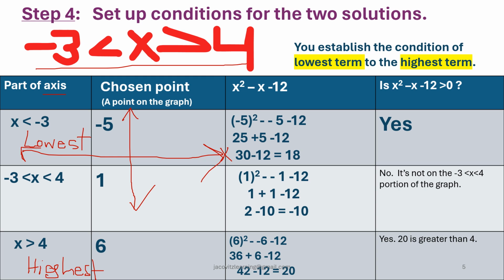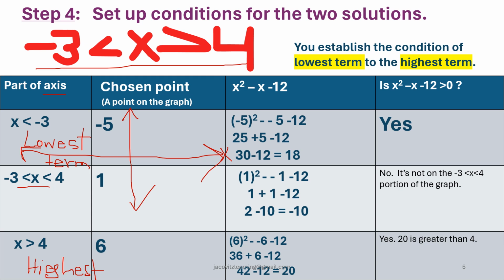You're going here because now, here's the tricky part. You're going to turn this around, put x in the middle. And so x has to be greater than negative 3, but it can also be less than 4. But let's deal with the first part. This is the lowest term you have. Okay? So see if something is lower, and I chose negative 5.